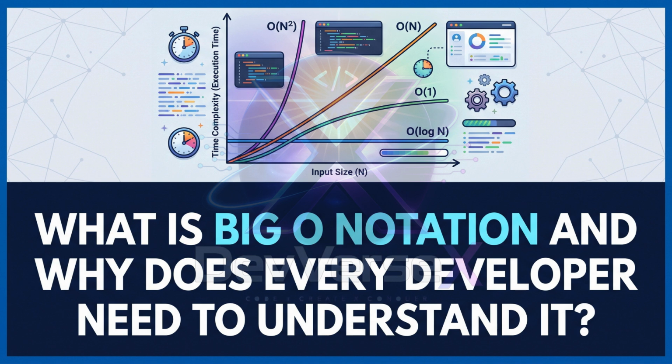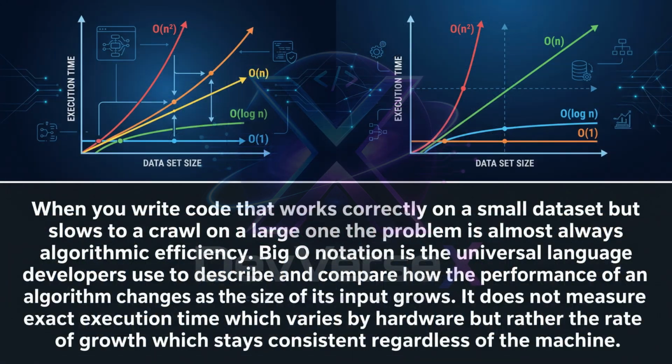What is Big O notation and why does every developer need to understand it? When you write code that works correctly on a small dataset but slows to a crawl on a large one, the problem is almost always algorithmic efficiency. Big O notation is the universal language developers use to describe and compare how the performance of an algorithm changes as the size of its input grows.